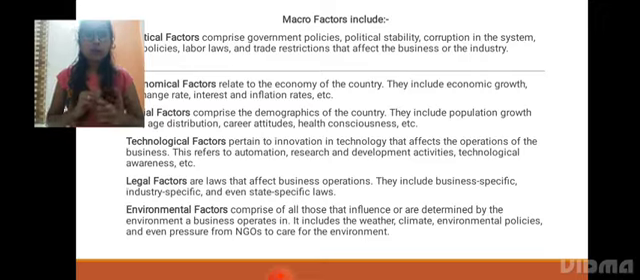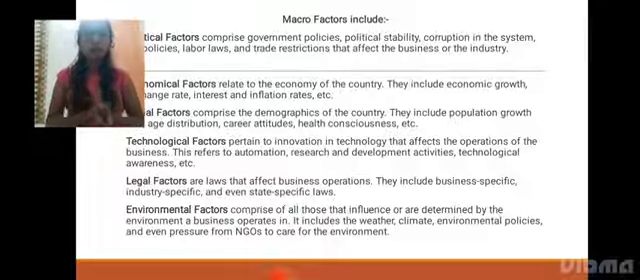Then the next point is the environmental factor. Environmental factors include your weather condition, your climatic condition, environmental policies, all things that affect your business. For example, corona is like an environmental factor. No one was aware about corona. No one thought that corona would impact the business for so long and in such a drastic manner. But this is the environmental factor. So you have to adopt that change also.